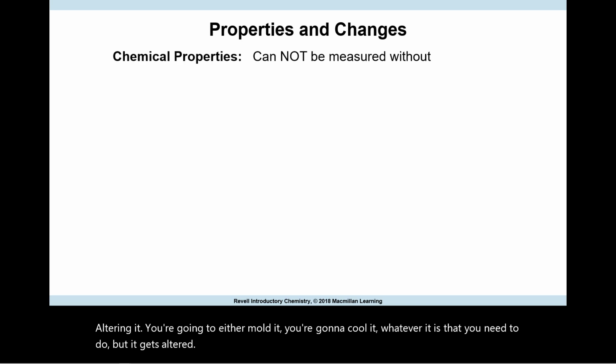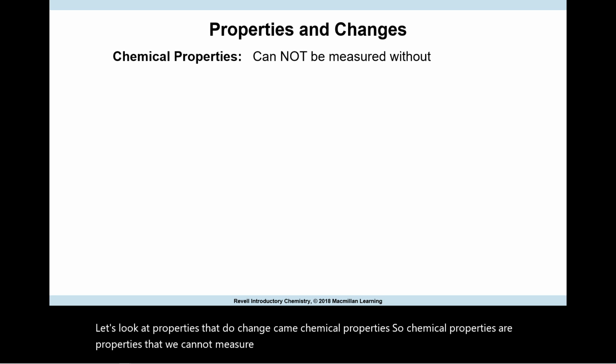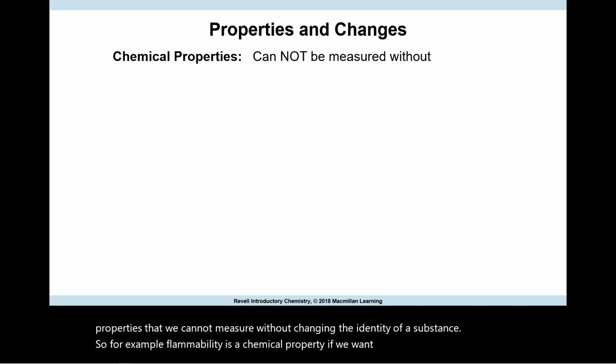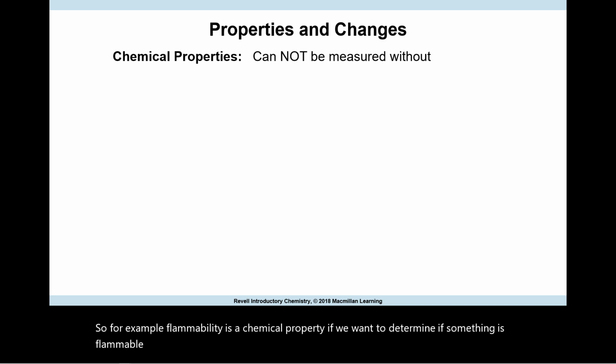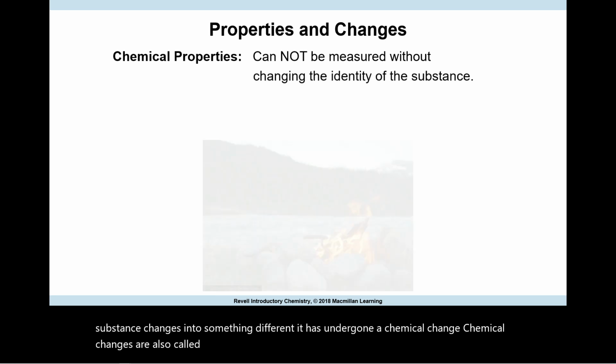Now let's look at properties that do change. Okay, chemical properties. So chemical properties are properties that we cannot measure without changing the identity of a substance. So for example, flammability is a chemical property. If we want to determine if something is flammable, we must try to burn it. If it burns, it is no longer the original substance. When a substance changes into something different, it has undergone a chemical change. Chemical changes are also called chemical reactions.